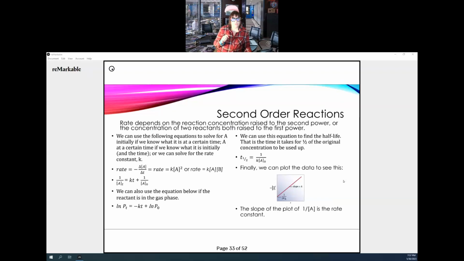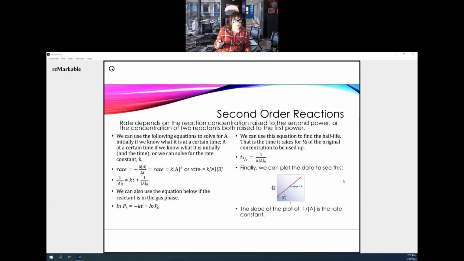Second order reactions. The rate depends on the reactant concentration raised to the second power, or the concentrations of two reactants both raised to the first power. You can use the following equations. Rate is equal to negative change in concentration of A over change in time, which is equal to k times A squared. In this case, we're looking at 1 over the concentration of A at time t is equal to kt plus 1 over the concentration of A at time 0.